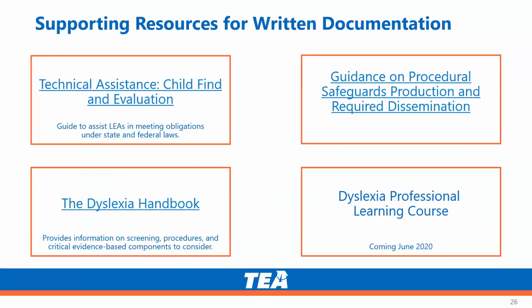TEA provides several resources to help schools and districts meet the requirements for written documentation for dyslexia programming. I shared the first two resources, Technical Assistance Child Find and Evaluation Guide and the Dyslexia Handbook, under previous sections, and just want to point out that each outlines guidance in this specific area. Two other helpful resources include the Guidance on Procedural Safeguards Production and Required Documentation, which provides an overview of the required documentation for families and how to properly disseminate these documents, and the new Dyslexia Professional Learning course that is due for release June 2020. You will hear more about that at the conclusion of this webinar.